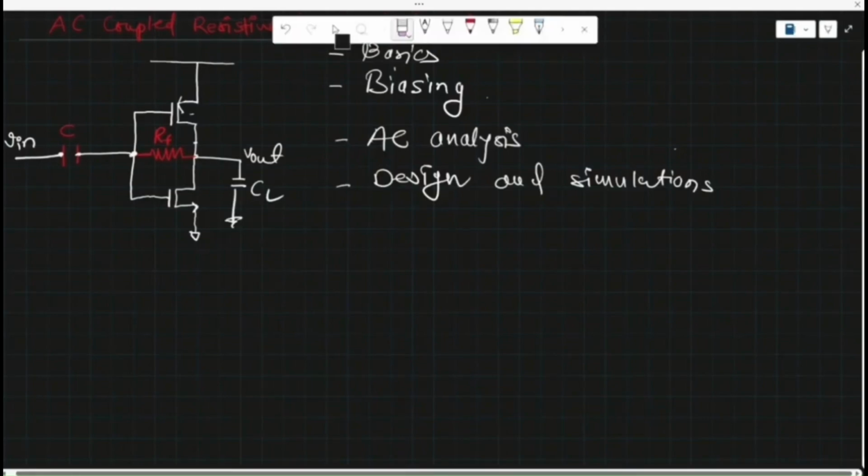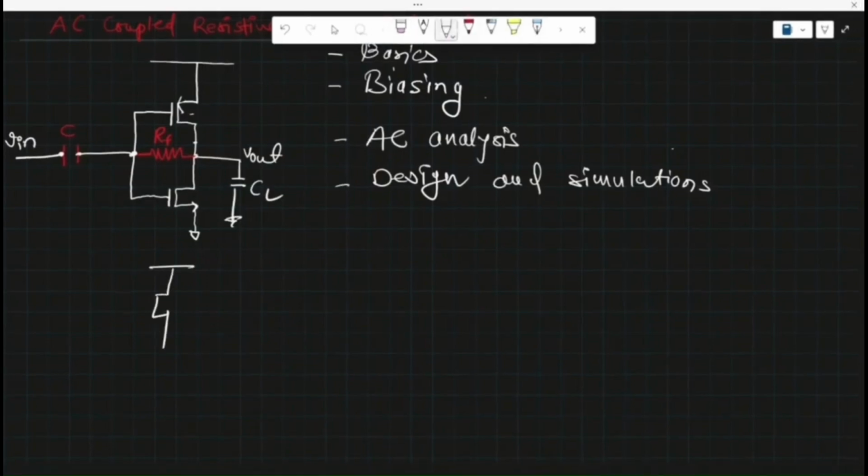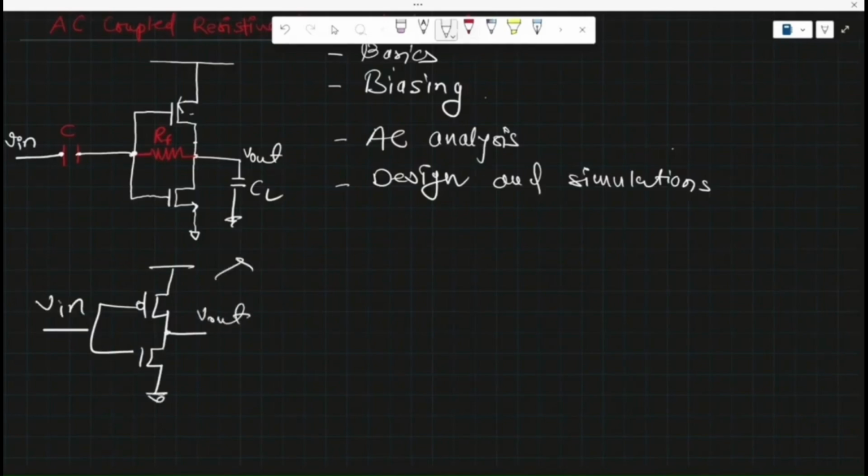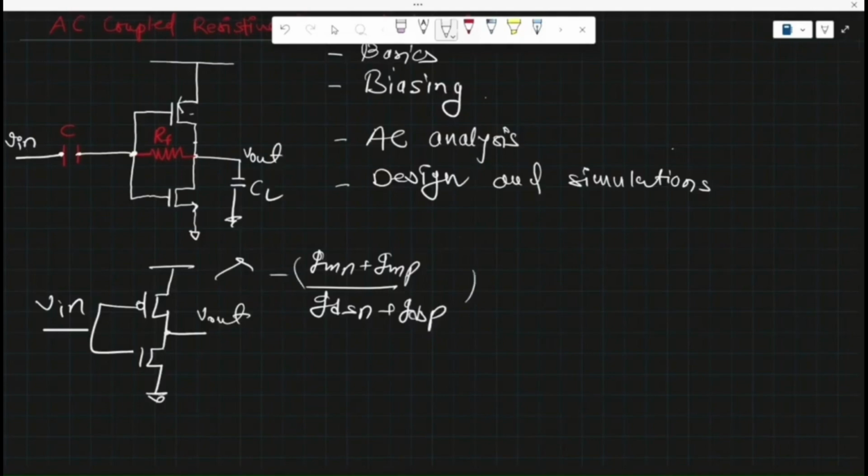Let's break this circuit into small pieces first for clear understanding. This is one part of the circuit, the inverter. We have this V in over here, then V out over here, right? So what is the gain of the circuit? Gm of n plus Gm of p over GDS of n plus GDS of p. So it's nothing but Gm equivalent times R equivalent. That is what I have written over here. This is the N type device and this is the P type device.